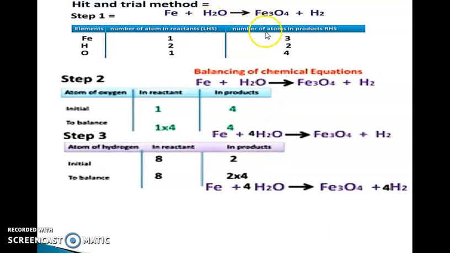Now let's focus on the product side. Here Fe is present in 3, means 3 atoms of Fe are present, 4 atoms of oxygen are present, so here 4 is written, and 2 atoms of hydrogen are present. Okay, now let's start our balancing process.